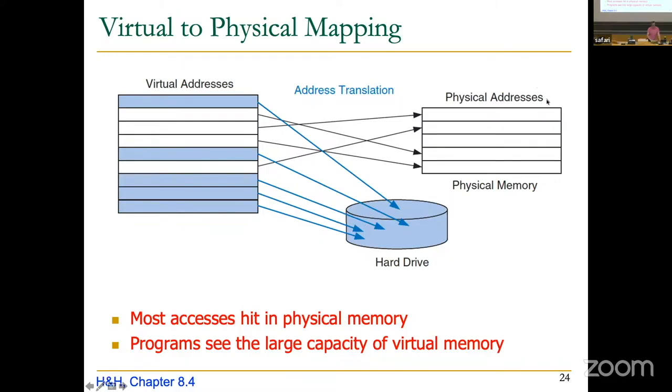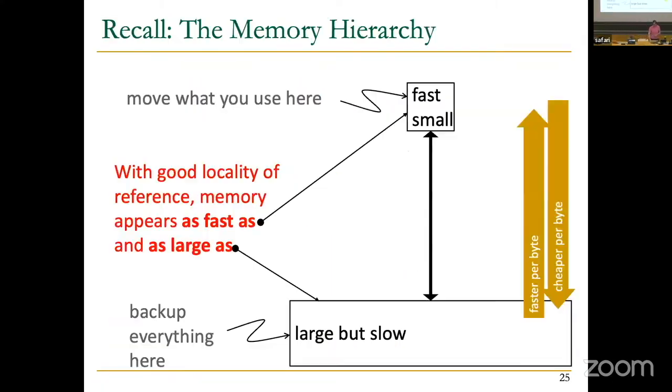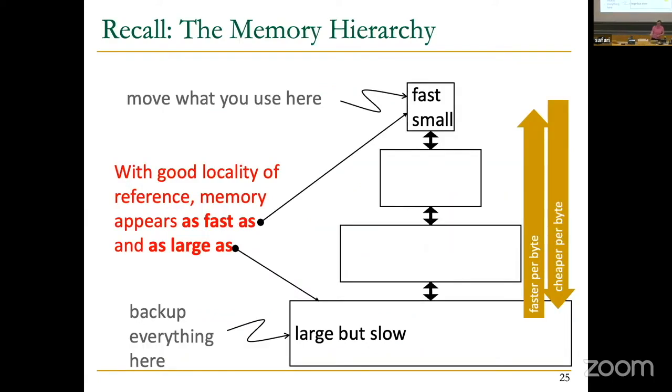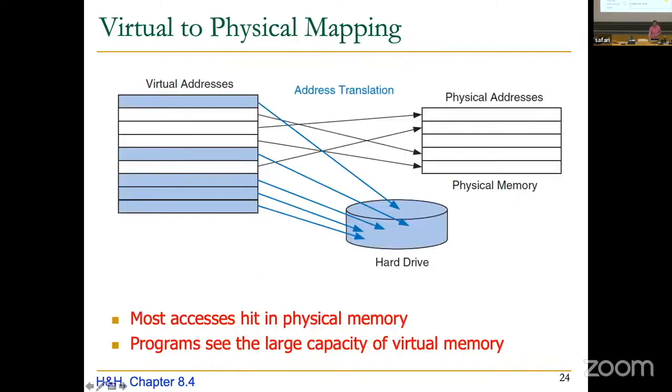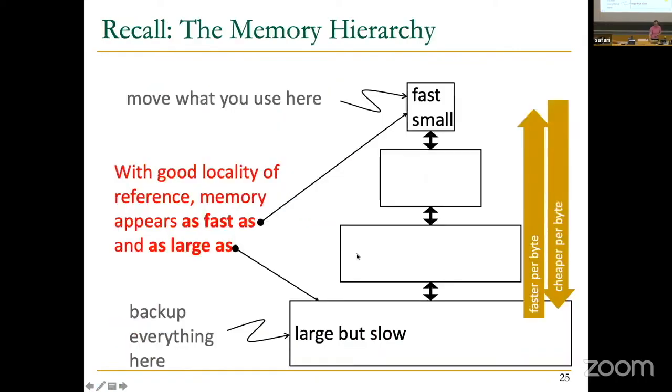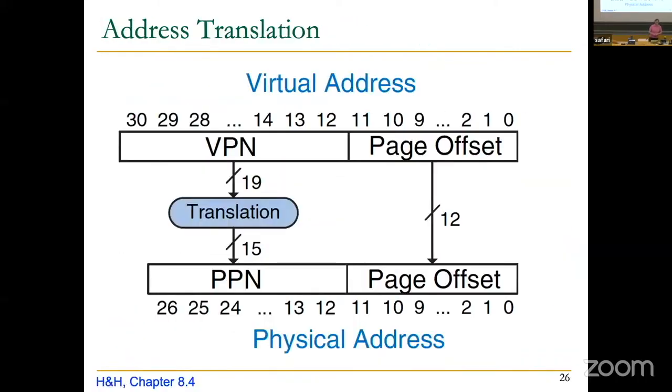The hope is that most accesses sit in physical memory, but programs see the large capacity of virtual memory, such that the programmer doesn't need to worry about the sizes of data or code. This is essentially the idea of a memory hierarchy also, right? If you think about it, this is what we said: most accesses should hit in the fast memory, and we should get the capacity of the large memory. So you can think of this as the cache, and this is the large memory over here. Okay, so this is what address translation looks like.